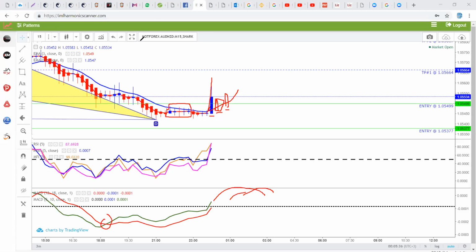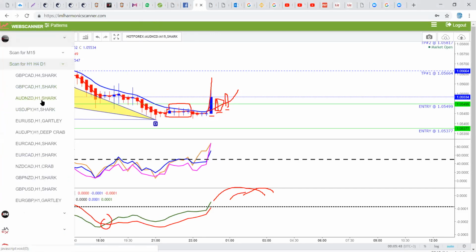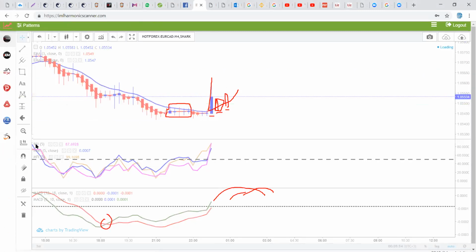So AUDNZD is what to watch out for. I think that one is ready. Just wait for the gap to close. This is on 15 minutes, okay? So 15 minutes you might not do. Okay, it's also on 1 hour. AUDNZD, you can see. It's on 1 hour. Let's check it out now.